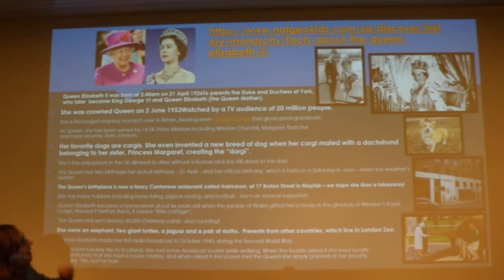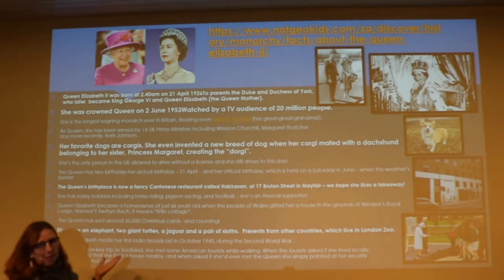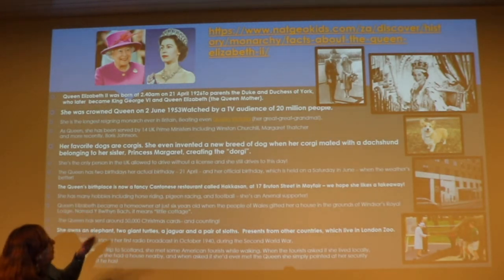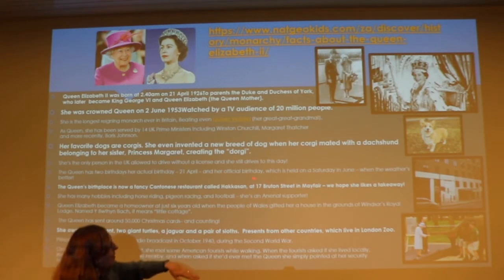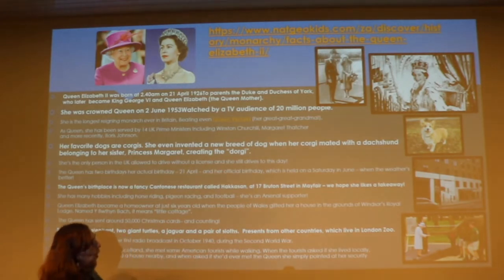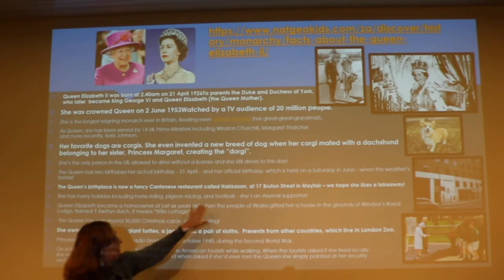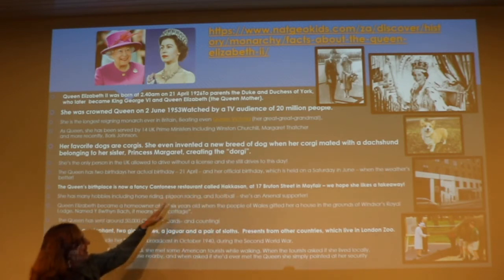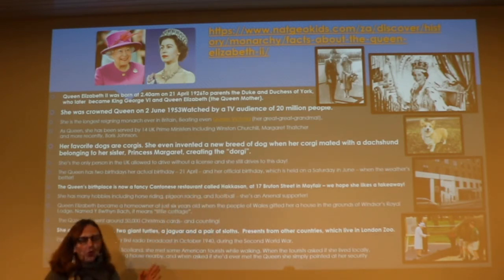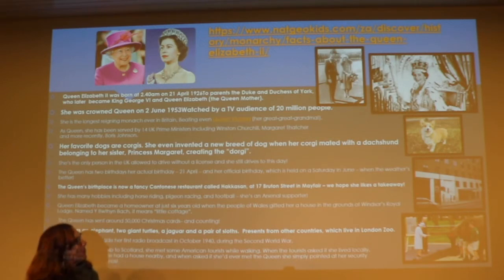All right, friends, let's talk a little bit about Queen Elizabeth. Born April 21st, 1926, to the Duke and Duchess of York, who later became King George VI and Queen Elizabeth, her mother, the Queen Mother. She was born at 17 Bruton Street in Mayfair. Currently, that restaurant is called Hakkasan, and it's a Cantonese restaurant. If you went to this restaurant, you could say to yourself, I'm sitting where Queen Elizabeth was born.